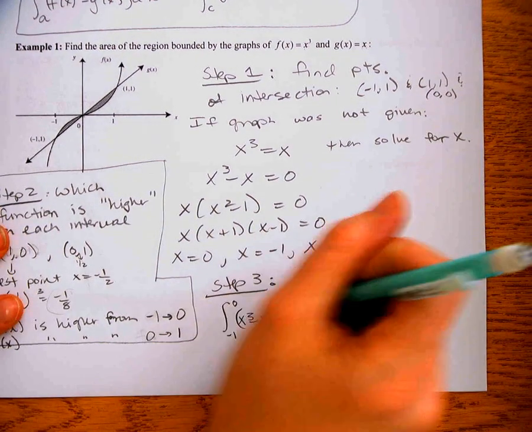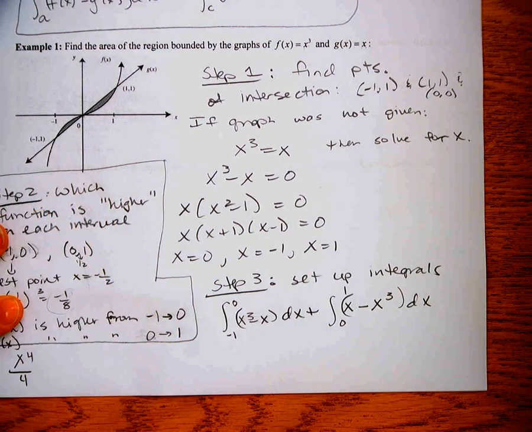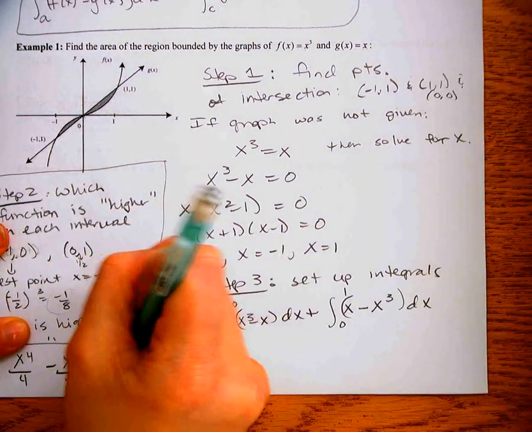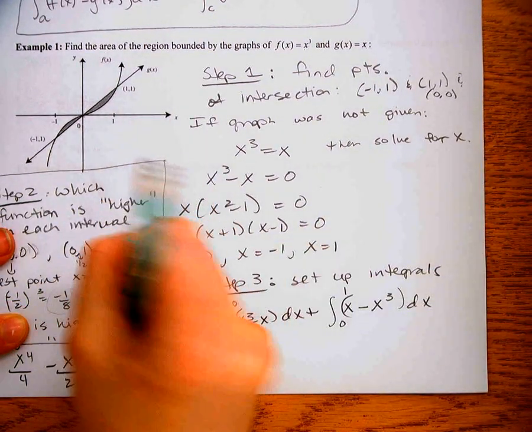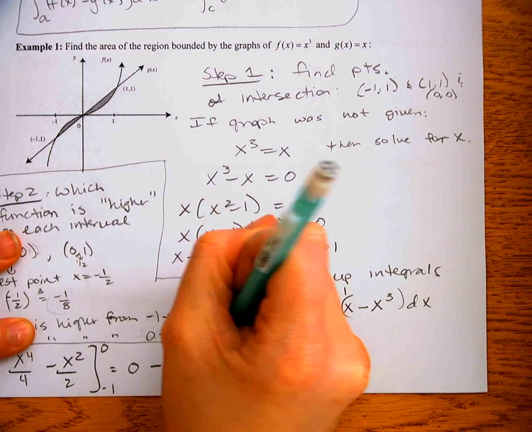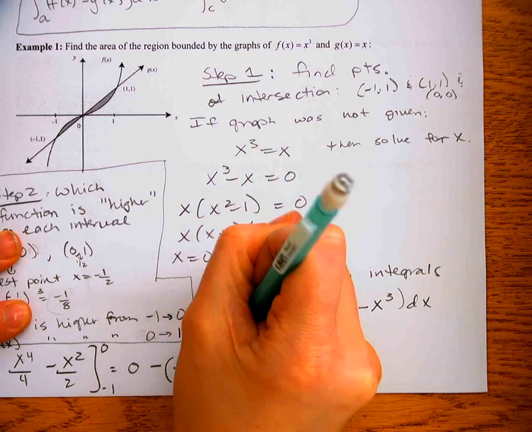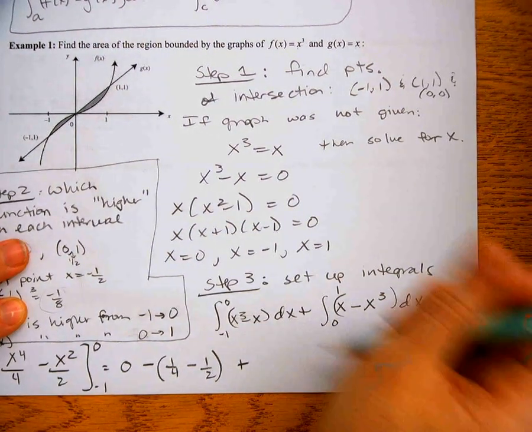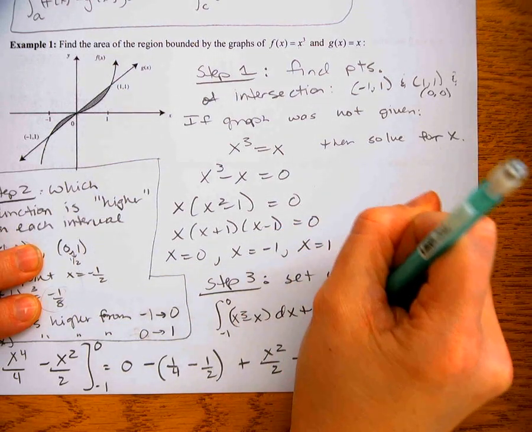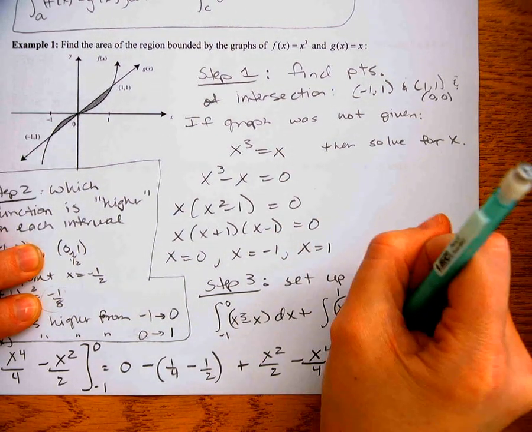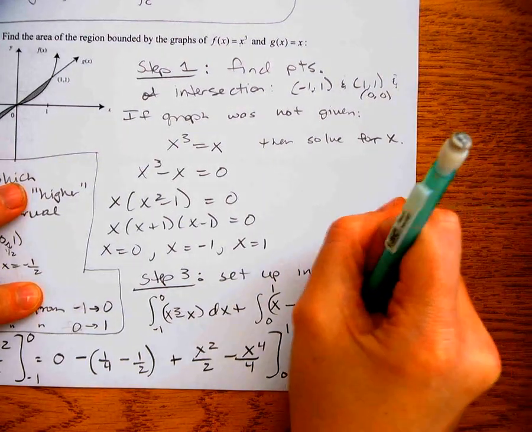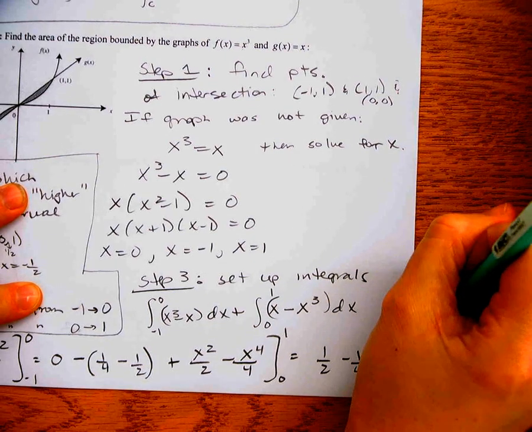So I take the antiderivative, and I have x to the 4th over 4 minus x squared over 2 evaluated from -1 to 0. And so that's going to be basically 0 minus 1/4 minus 1/2. And then I'm going to add that to x squared over 2 minus x to the 4th over 4 evaluated from 0 to 1. So that's going to be equal to 1/2 minus 1/4 minus 0.